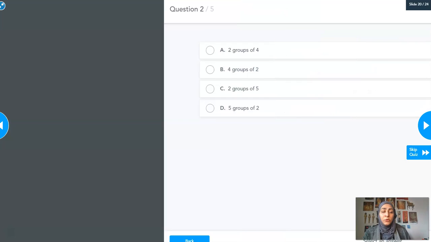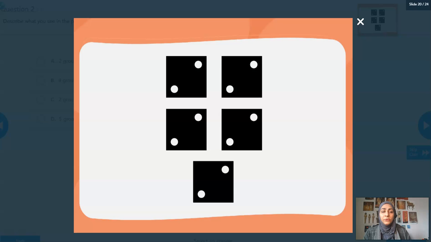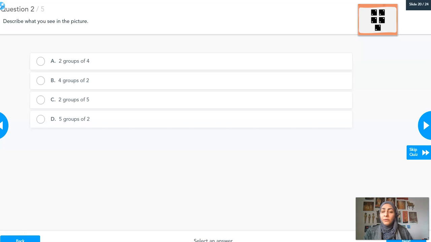Once you make your choice, go to the next question. Describe what you see in the picture. Again, click on the picture. 2 groups of 4, 4 groups of 2, 2 groups of 5, or 5 groups of 2. Anyone need me to read the question again? Okay, I'm going to move to the next one.